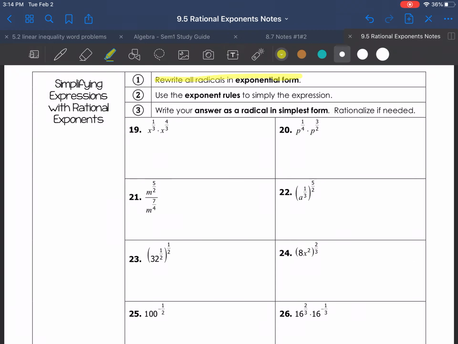The second step says use any exponent rules. That means anything from 9.1, 9.2, 9.3, 9.4, and you want to try to see if you can use the exponential rules to simplify. When you're done, write your answer as a radical, which is what we just practiced doing right there. Okay? And then rationalize if needed. We're probably going to have to practice rationalization, but that's coming soon. Okay? So let's check out how these look.